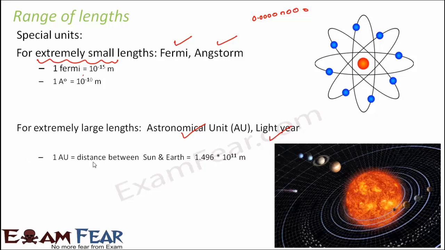So 1 astronomical unit is the distance between the sun and the earth, and it is 1.5 times 10 to the power 11 meters. That much is the distance. And 1 light year is the distance that light travels in 1 year. So that's going to be a huge distance, right? And that is 9 times 10 to the power 15 meters. So these are all huge lengths. This was just a special slide to let you know that sometimes lengths could be very small or very large, and for those purposes we have certain special units.